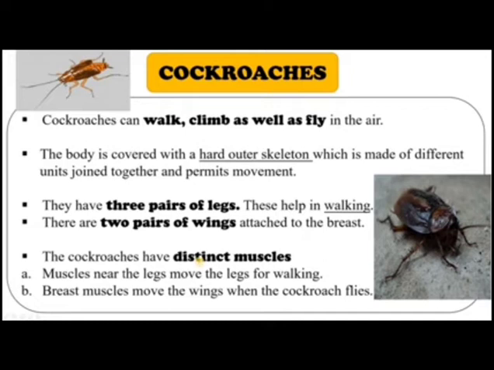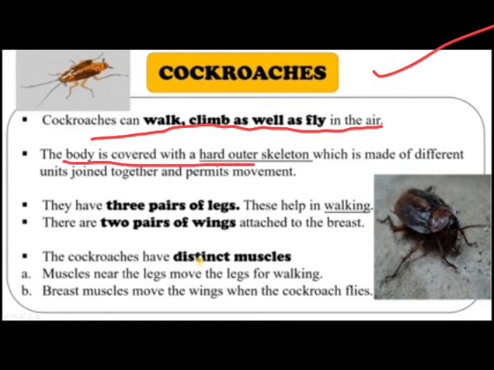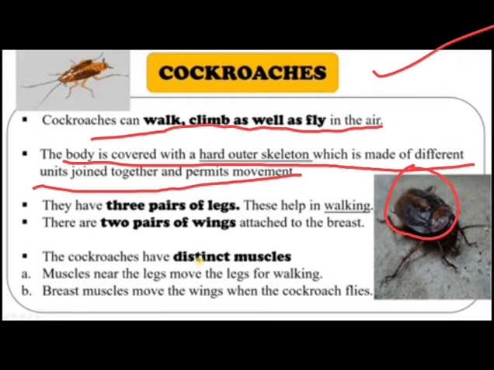So the next is the movement of cockroaches. Cockroaches can walk, climb, as well as fly in the air. The body is covered with a hard outer skeleton which is made of different units joined together and permits movement. So the cockroach can fly, it can climb, or it can walk also. And the body is covered with a hard outer skeleton. This is the hard outer skeleton which is made up of different units joined together, and this outer skeleton permits movement.